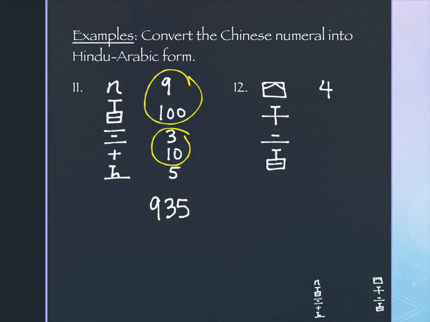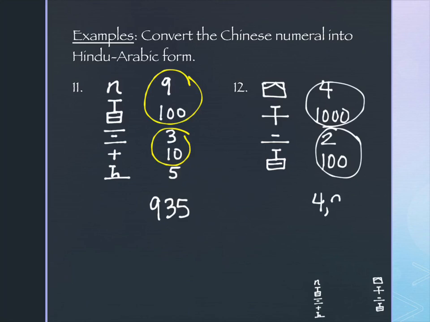Let's do the same thing for the next one, the curtain. 4. The plus sign with a little bar on the top. It's 1,000. 2 lines, a 2, and my TNT box, 100. So this is 4,000, and then 200.